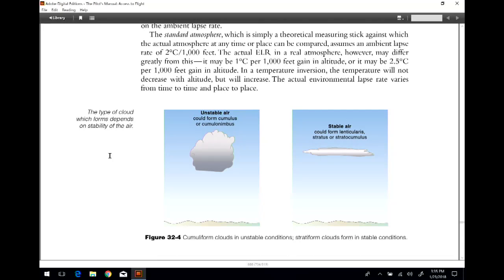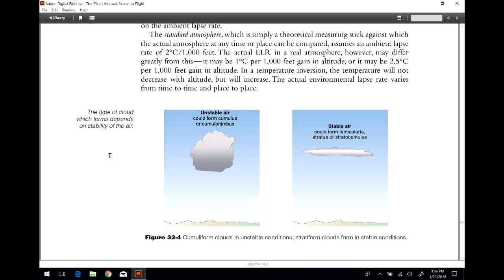Cloud types, cloud formations: again, the sign of unstable air is going to be that big puffy, big fluffy cloud out there. And the more layered type of cloud, that stratus type cloud, is going to indicate more stable air. Now, with the lenticular cloud, especially the standing lenticular clouds, I will take exception to those indicating stable air, because it's a little bit different.